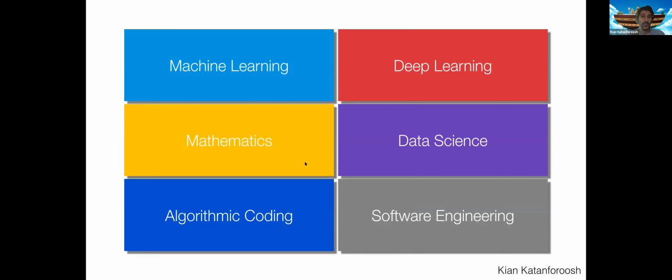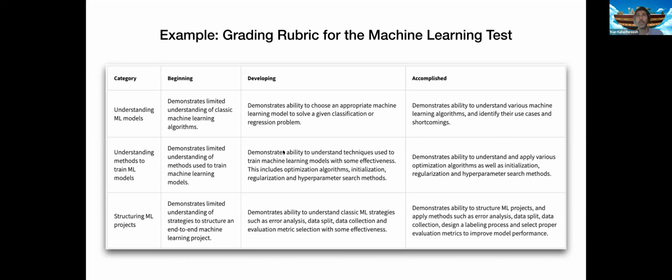So now that we have the areas and the job tasks, it's time to write the assessment. And here, for the sake of time, I'm going to simplify again, but in order to write an assessment, you want to start with a grading rubric so that you know what you're assessing. So here is an example of a grading rubric for a machine learning test.